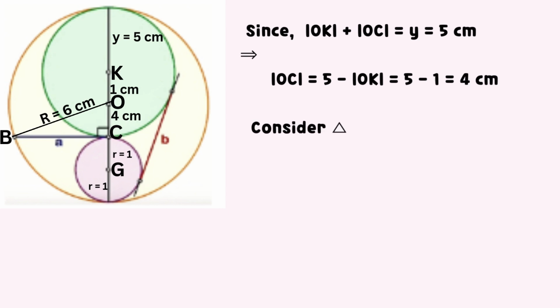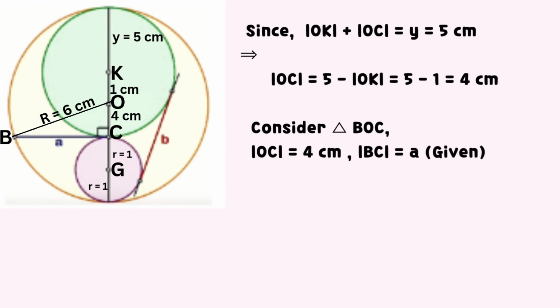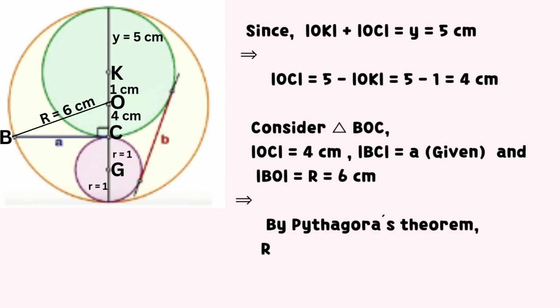Since the sum of line OK and line OC equals y, which equals 5 centimeters, it follows that line OC equals 4 centimeters. Consider triangle BOC. Line OC equals 4 centimeters, line BC equals A, and line BO equals R, which equals 6 centimeters. By Pythagoras' theorem, the square of R equals the sum of the square of line OC and the square of A.